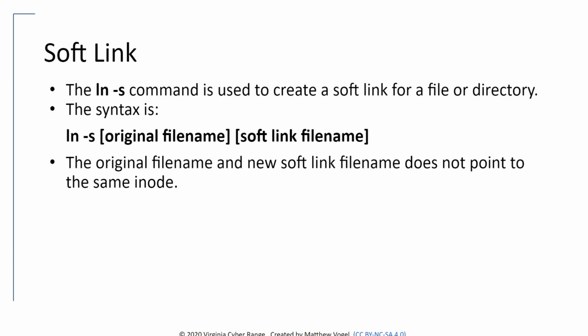Okay, the ln -s command is used to create a soft link for a file or directory. The syntax is ln -s, the original file name, and then, of course, the soft link file name. The original file name and the new soft link file name do not point to the same inode.